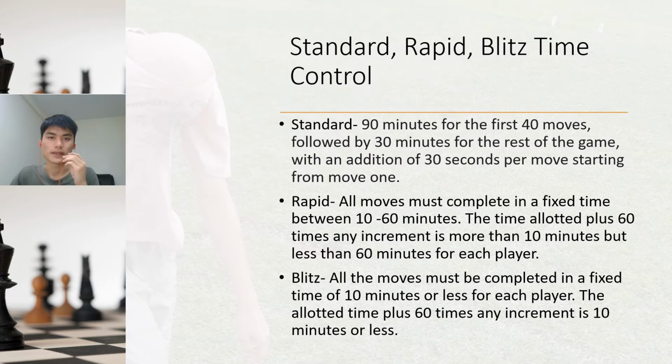For the rapid time control, all the moves must be completed in less than 60 minutes but more than 10 minutes. The time allotted plus 60 times any increment is more than 10 minutes but less than 60 minutes for each player. Last but not least, for the blitz time control, all the moves must be completed in a fixed time which is less than 10 minutes for each player. The allotted time plus 60 times any increment is 10 minutes or less.